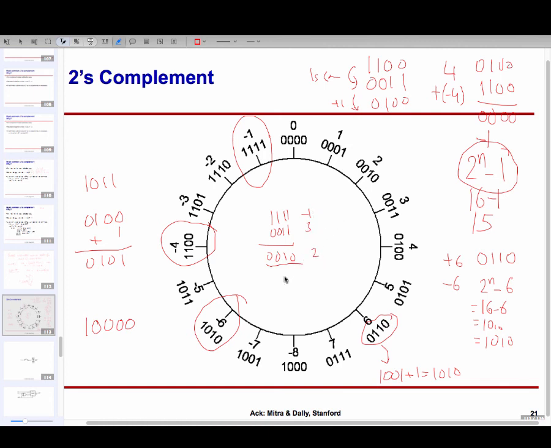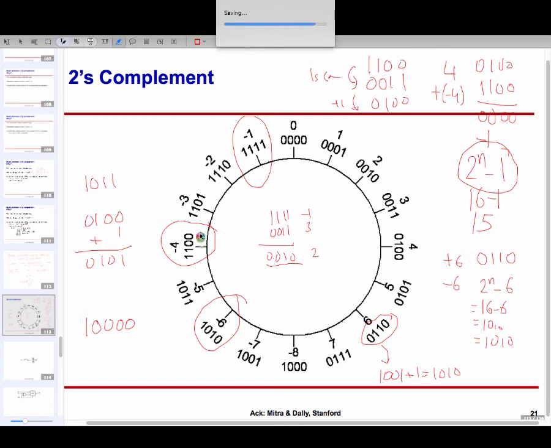Okay. Let's try two negative numbers. If my claim is true for two negative numbers, it would also hold true in general. The only thing we have to watch out for is that there should not be any overflow. My two negative numbers should not be smaller than minus 8.